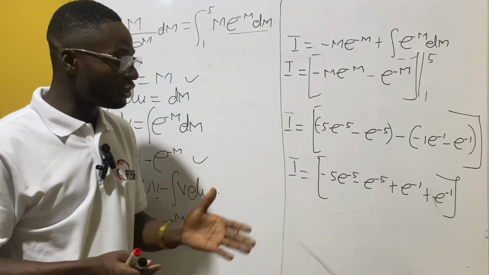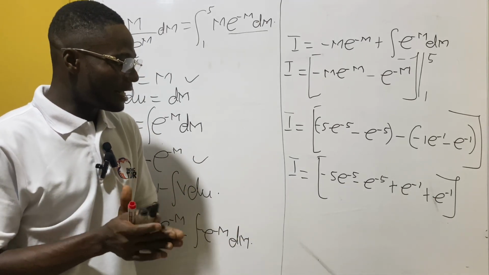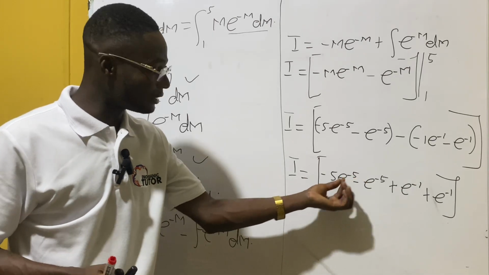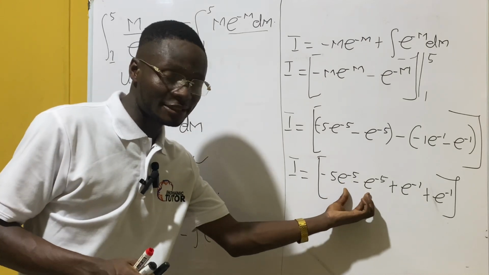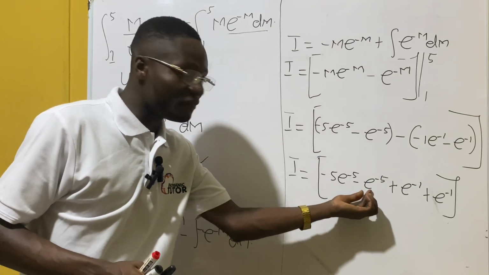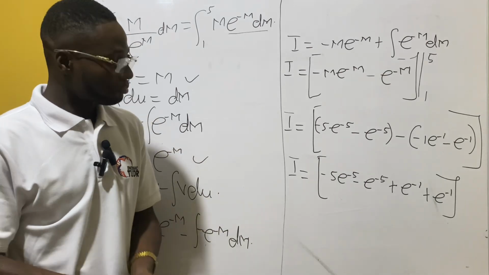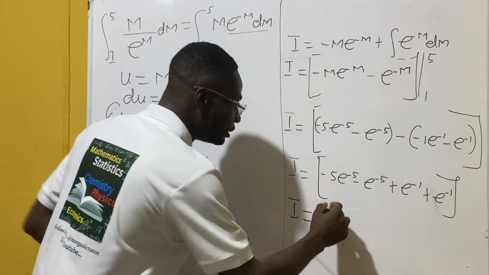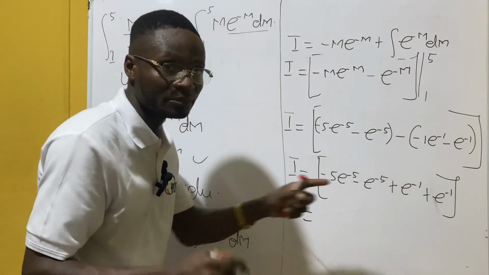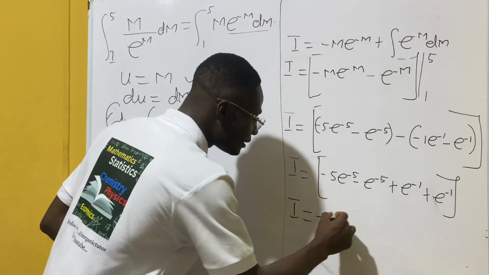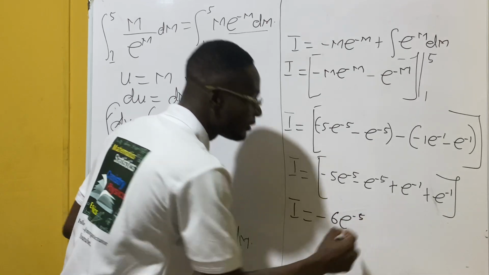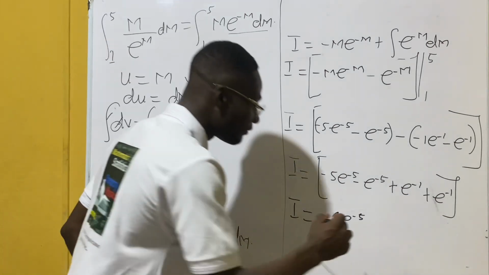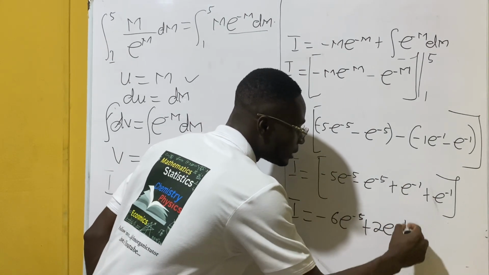Indices say that when you have the same base and they are adding, you add the exponent. This is subtraction, and they have the same base, so we add the coefficients and choose one base. So we're going to have our integration equal to negative 5 plus negative 1, which becomes negative 6. So we have negative 6 e power negative 5. Then plus 1 plus 1 becomes plus 2, so we have plus 2 e power negative 1.